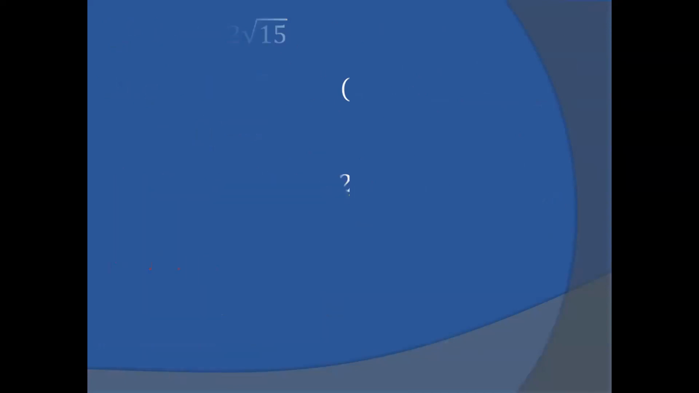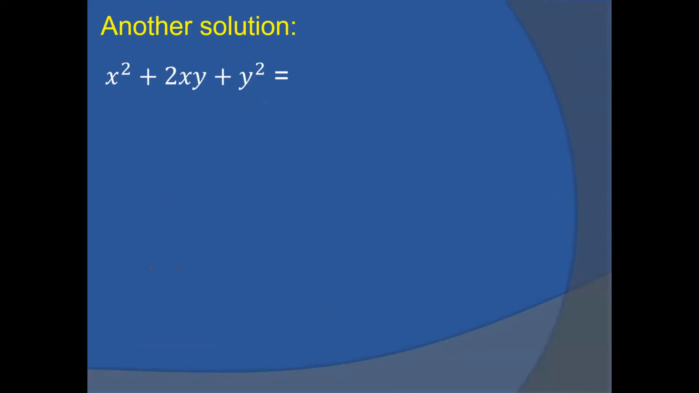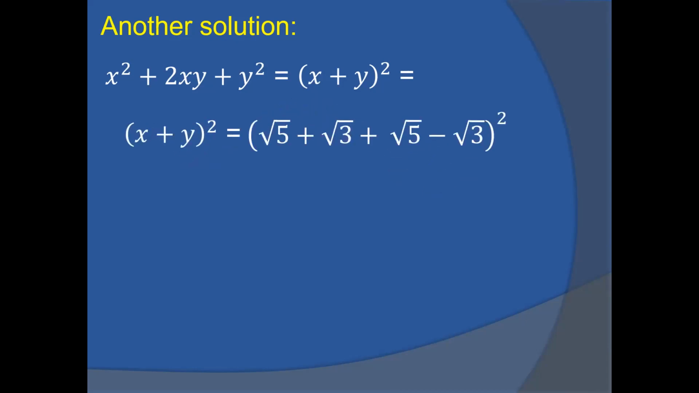Wait, before... x power 2 plus 2xy plus y power 2, I can factorize it as x plus y all power 2. X plus y all power 2 means x power 2 plus 2xy plus y power 2. So for x plus y, I'll square it. X plus y all power 2 will be root 5 plus root 3 plus root 5 minus root 3, all power 2.